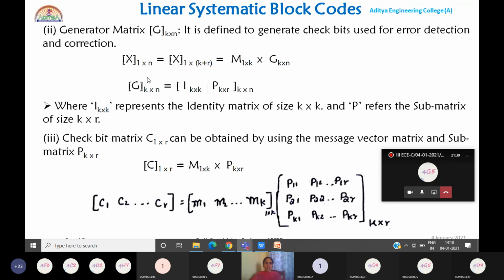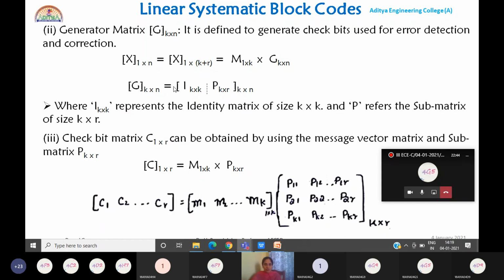So x of size 1 by n is equal to 1 by k plus r, because n is nothing but k plus r. So an n bit code word is a combination of k message bits and r check bits. We can obtain the code word as m into G, where m is the message matrix multiplied by the generator matrix of size k by n. Now what is this generator matrix? The generator matrix of size k by n is represented as an identity matrix of size k by k followed by P, which represents the submatrix of size k by r.